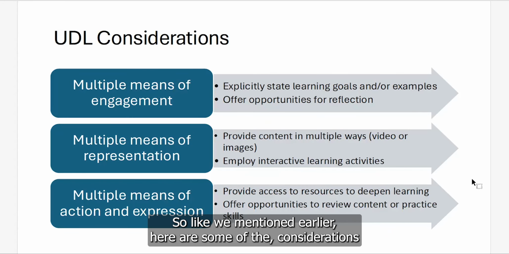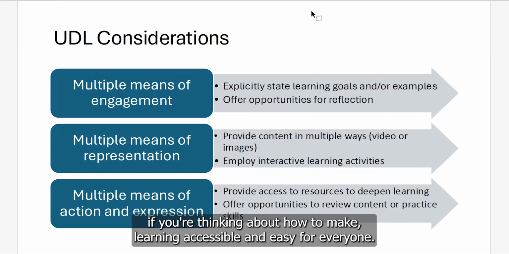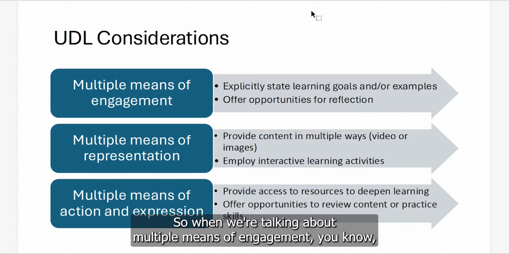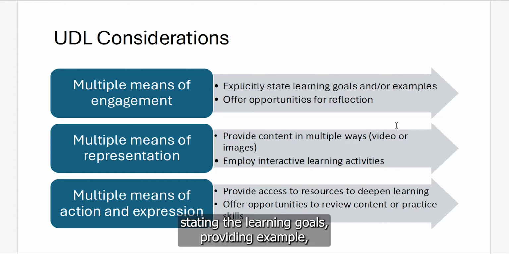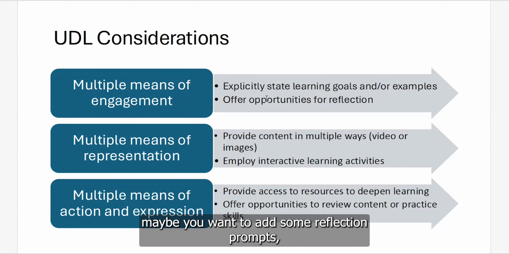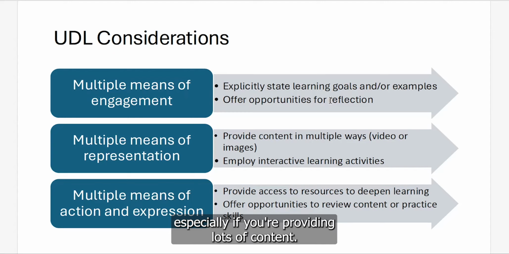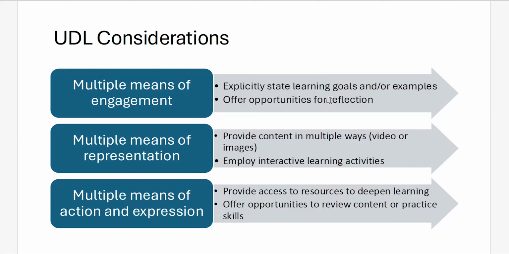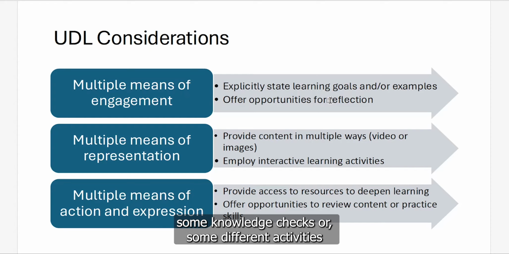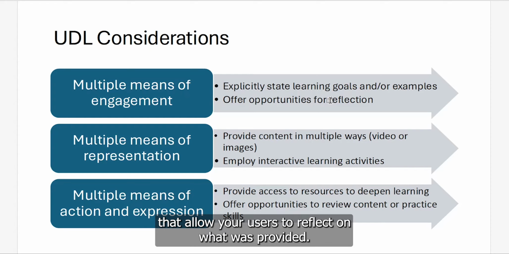So like we mentioned earlier, here are some considerations if you're thinking about how to make learning accessible and easy for everyone. When we're talking about multiple means of engagement, there are things that you can do such as stating the learning goals, providing examples. Maybe you want to add some reflection prompts, especially if you're providing lots of content. It is a good opportunity to add some knowledge checks or some different activities that allow your users to reflect on what was provided.